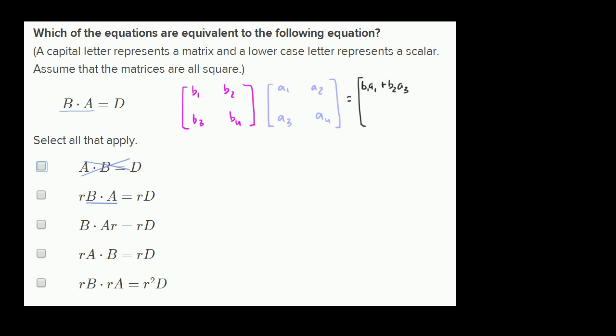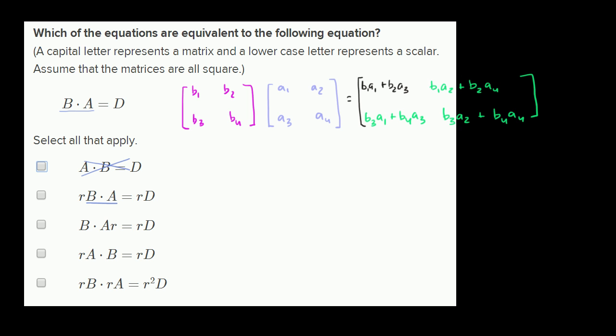And I'll write the next one in a color that I can see on white or black. And we know that this next entry over here is going to be B1A2 plus B2A4. And then this entry is going to be B3A1 plus B4A3. And then finally, this last entry, second row, second column, B3A2 plus B4A4. So that's what the product is equal to. And I'm sorry for having to switch contrast right over here between the white background and the black background.